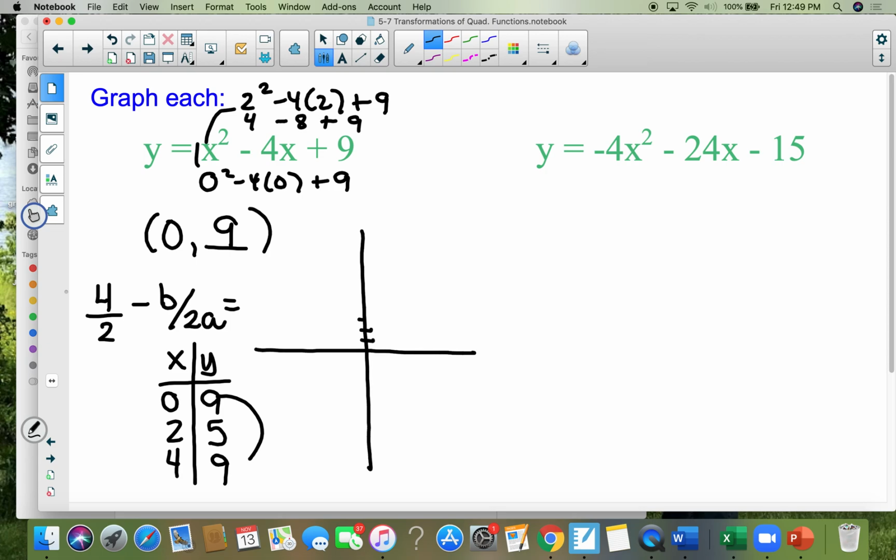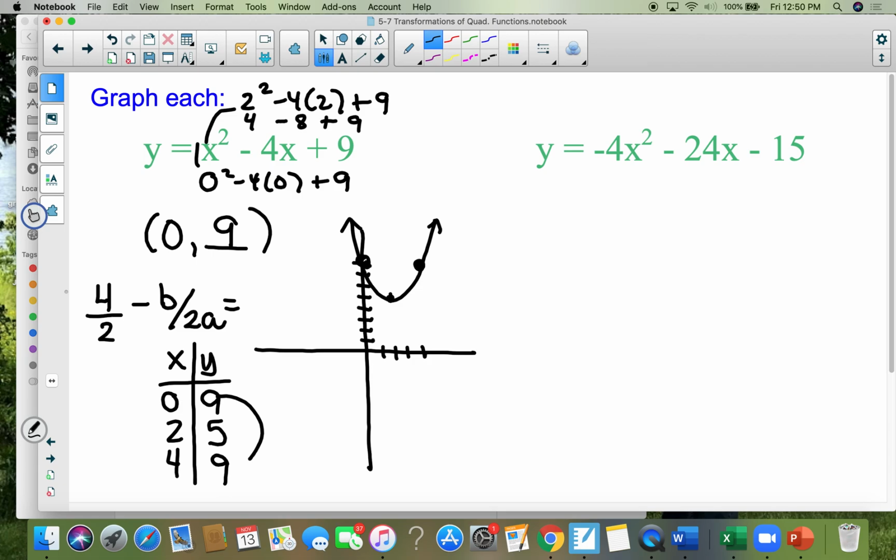0, 1, 2, 3, 4, 5, 6, 7, 8, 9, 4, 9, 1, 2, 3, 4, 9, and 2, 5, and connect your dots.